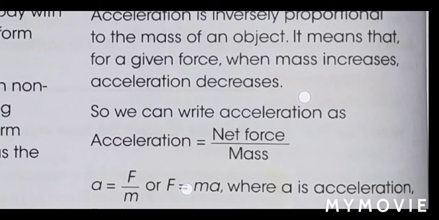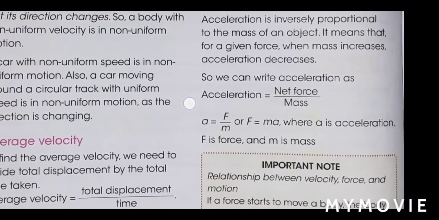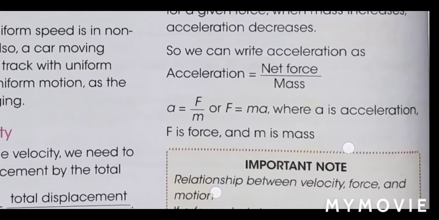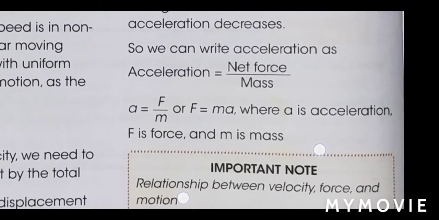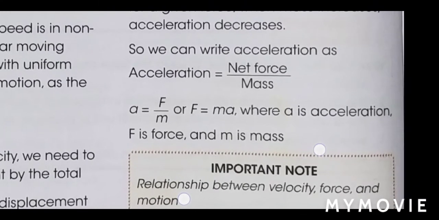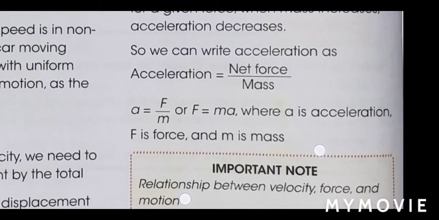Then for a given force, when the mass increases, the acceleration decreases. So we get the formula: acceleration is equal to net force upon mass. Another formula is given, A equal to F upon M, where A is the acceleration, F is the force, and M is the mass of the body. Or we can write that formula again as F is equal to ma.